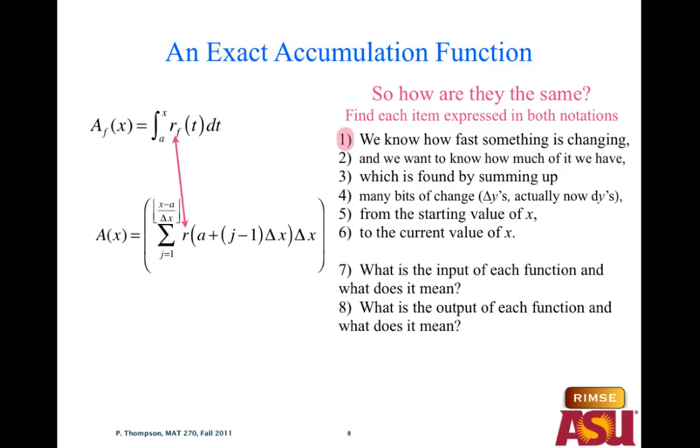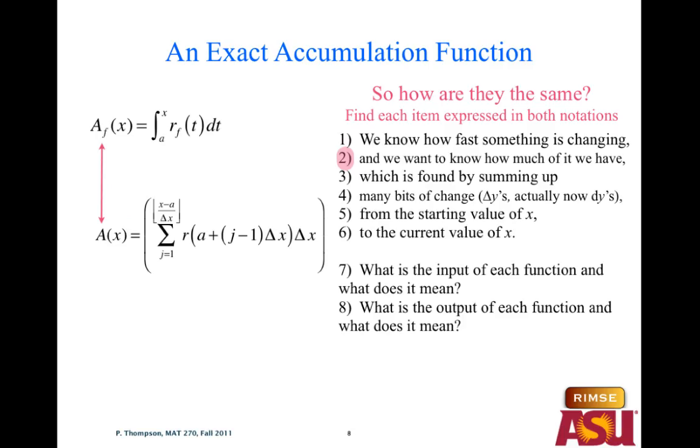We want to know how much of it we have. What's that? The A sub f function, the A function. So this is the result: we're making these functions that tell us how much we have. That's the accumulation, right? We know how much of it we have at every moment. So that is literally the functions that we have built out of the rate function, right? Which is found by summing up.